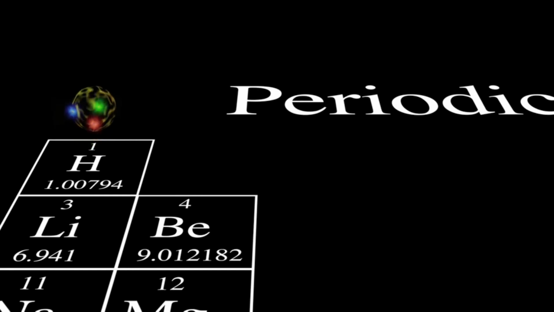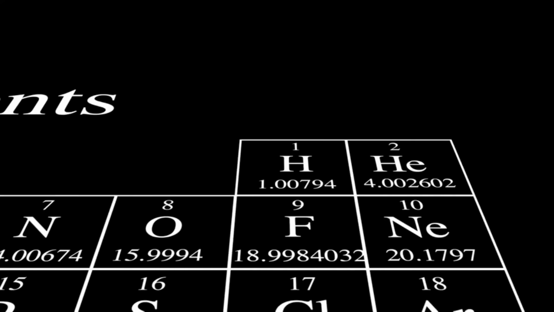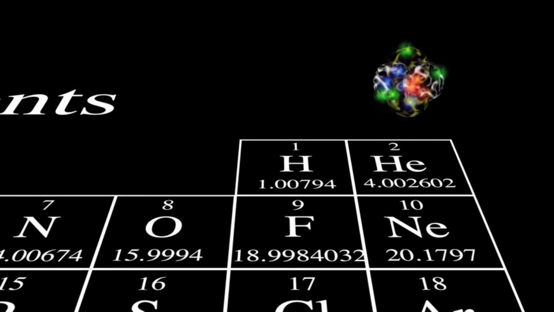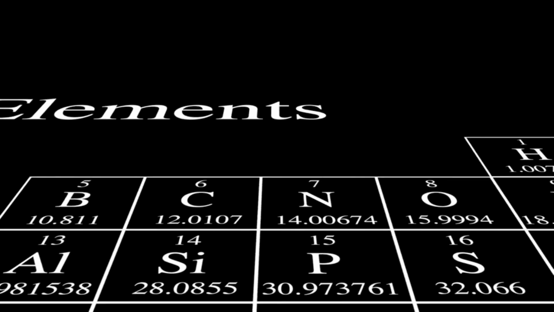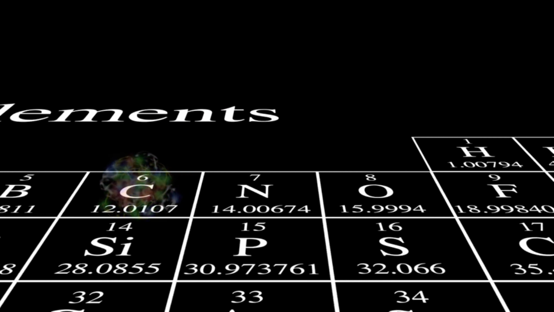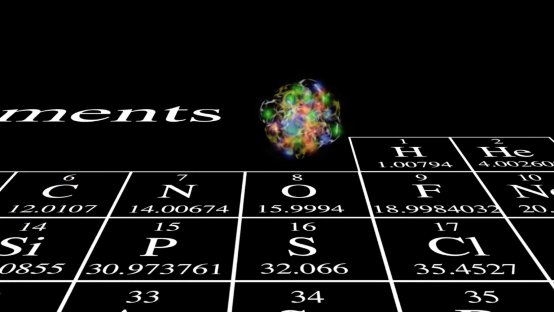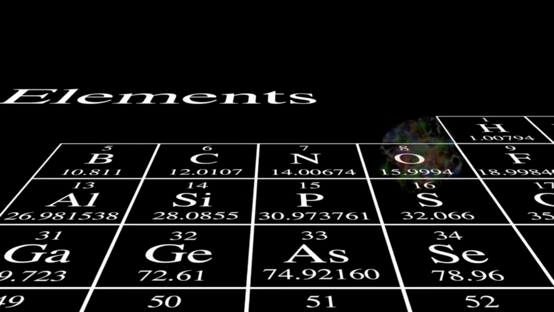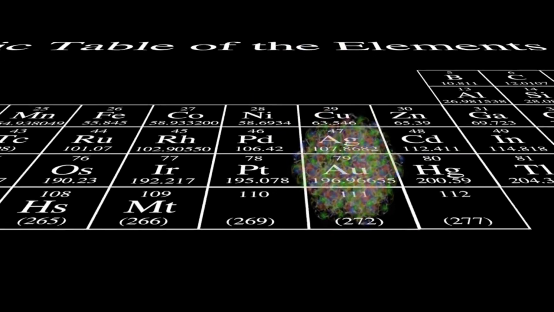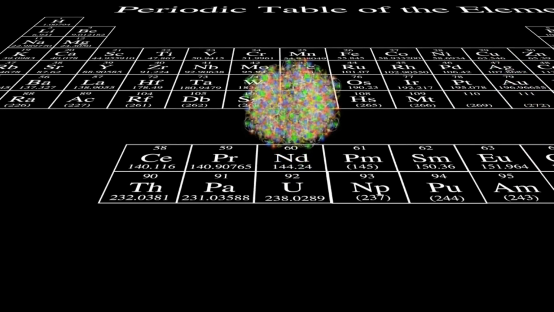One proton in the nucleus makes hydrogen. 2 form helium. 6, carbon. 8, oxygen. 79 is gold. And 92, uranium.